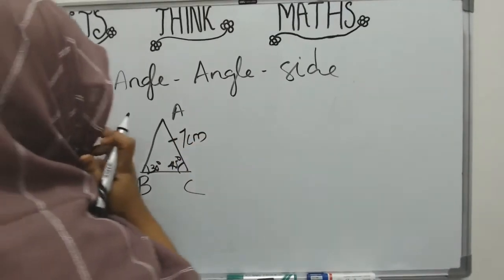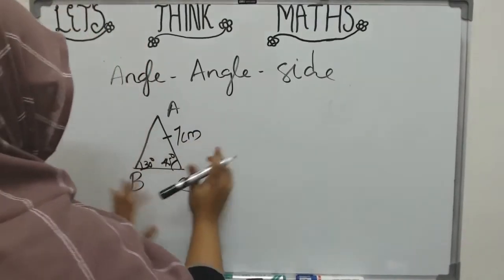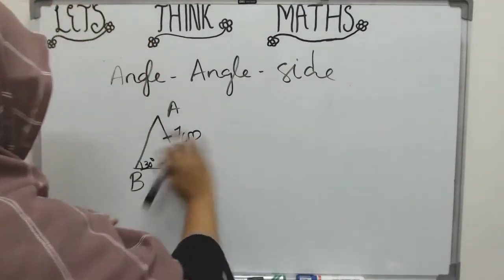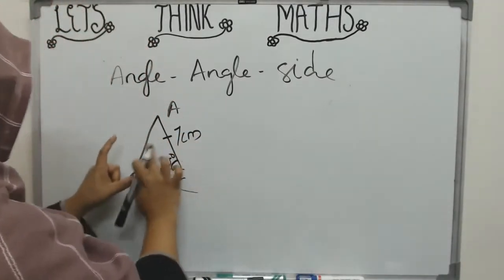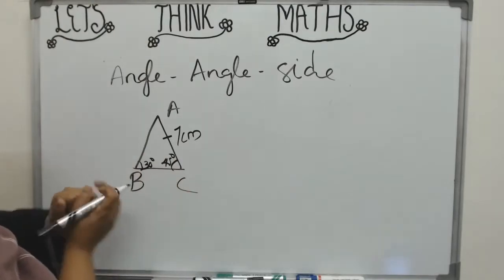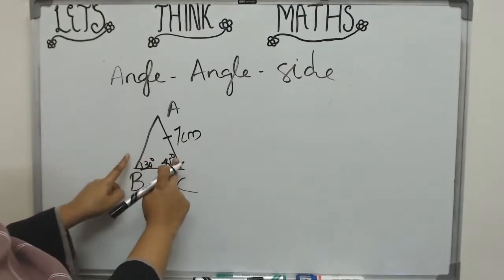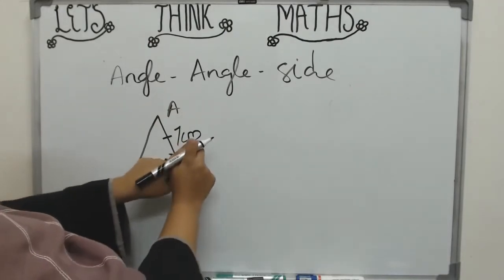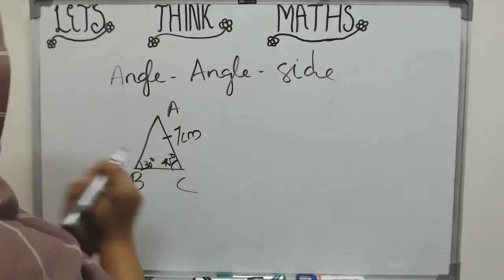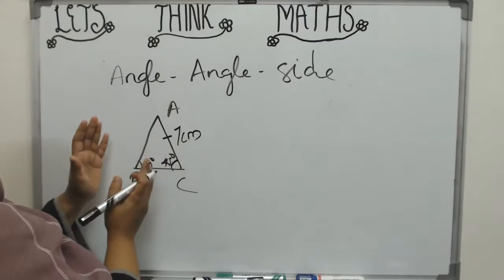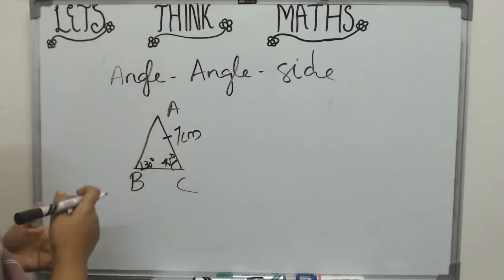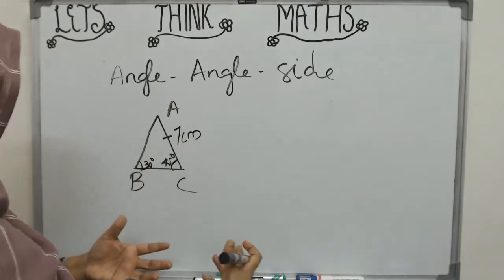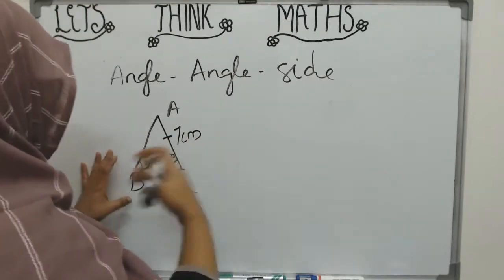If you have such a triangle, then any triangle which has the same arrangement, two angles 30 and 45 and one side which is not common to them, if that is 7 centimeter, such a triangle will always be congruent to this triangle. And this is actually not a direct criterion, because this is something which is derived.